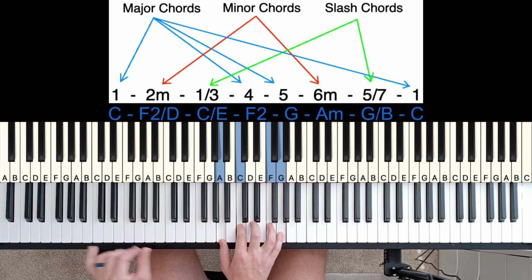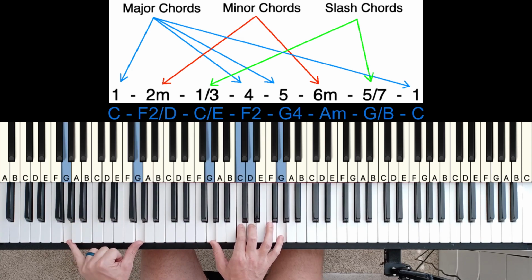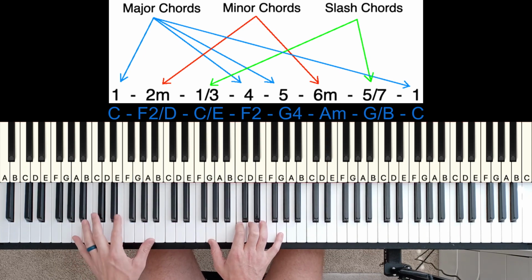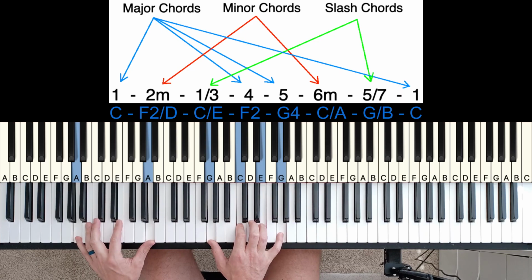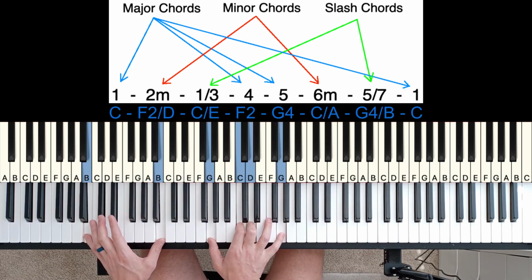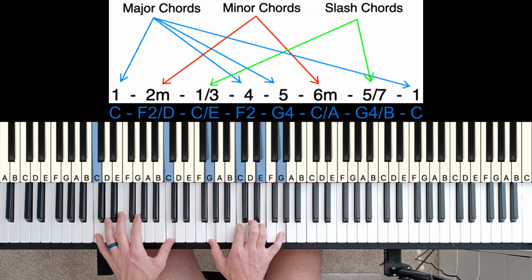And then our 5th chord is a G sus4 with octave Gs. And here's our sus4. And then our 6th chord is a C over A with octave Gs. And then it's a G sus4 over a B, or a 5 over 7. And then our last chord's a C. So it goes like this.